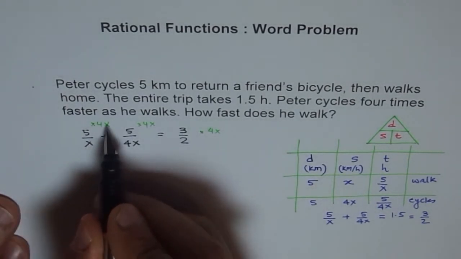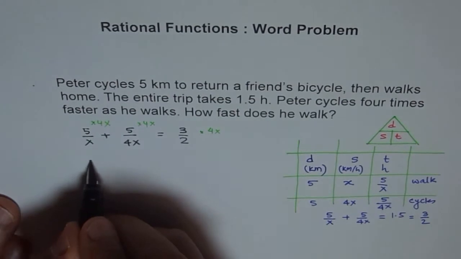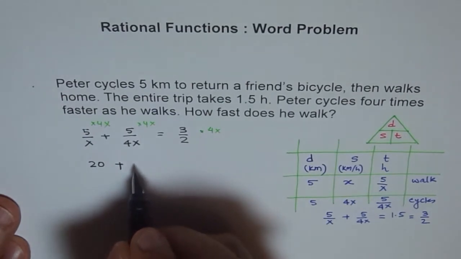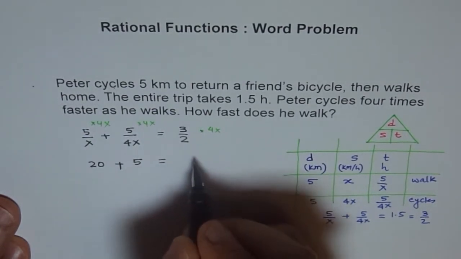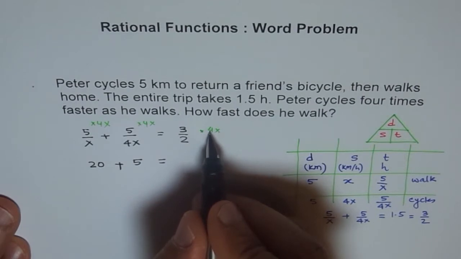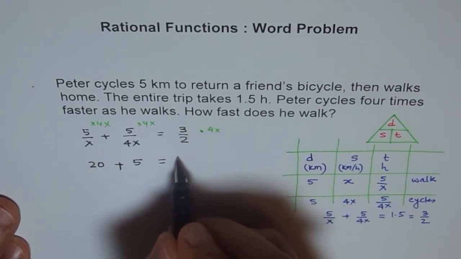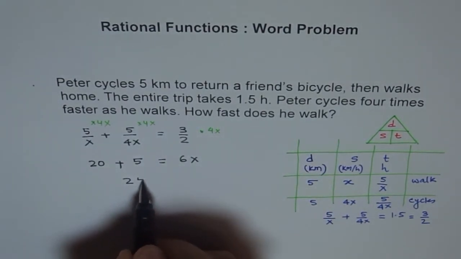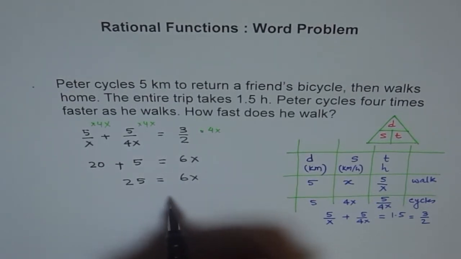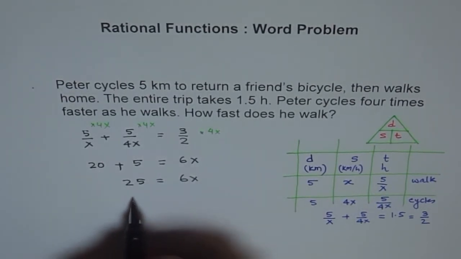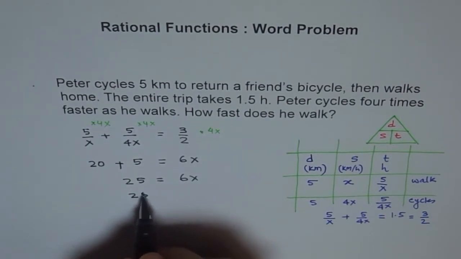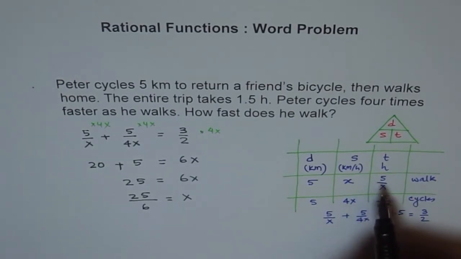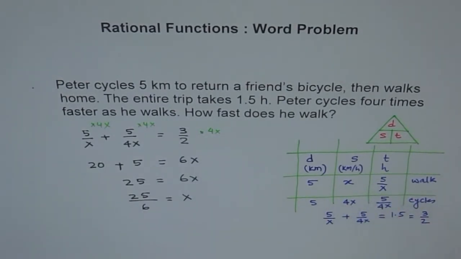So if I multiply by 4x, x and x will cancel, and 4 times 5, I'm going to get 20 here. Plus here 4x will cancel, and I get just the number 5. How about this? Here 2 goes 2 times in 4, and so we get 2 times 3 as 6x. Perfect. So we get 20 plus 5 is 25 equals 6x. Now we can divide by 6 on both sides, and we get 25 divided by 6 equals x. Perfect. So the speed of walking is 25 over 6 kilometers per hour.